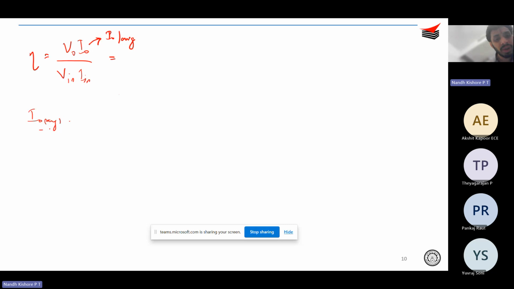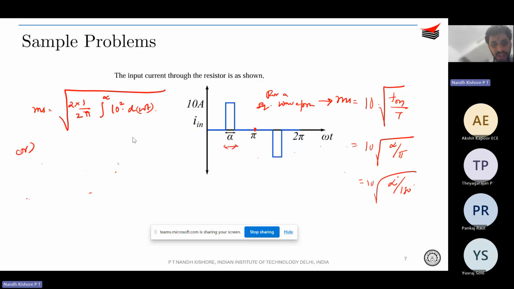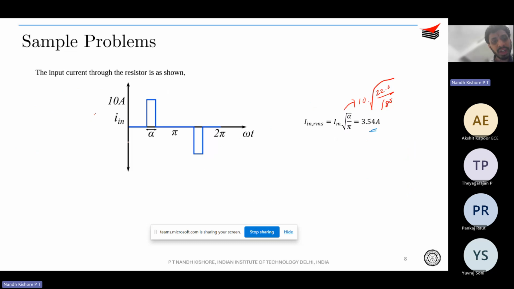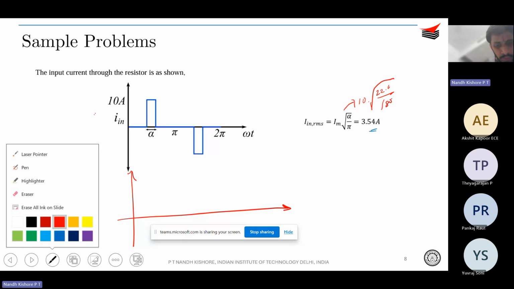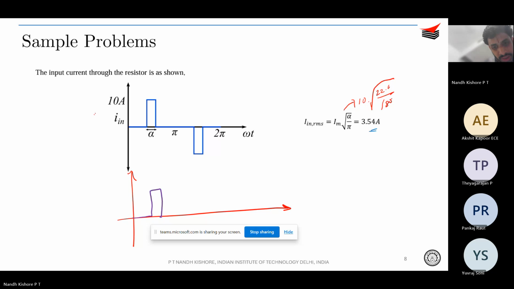So what will be I naught average? How do I calculate I naught average is the question, right? So the trick is that, in the input side, we just saw sometime earlier that the input current is something like this, correct? So this is your input current. If this is your input current, the output current will be something like the rectified version of this, right? Okay. So this will be your output current I naught.